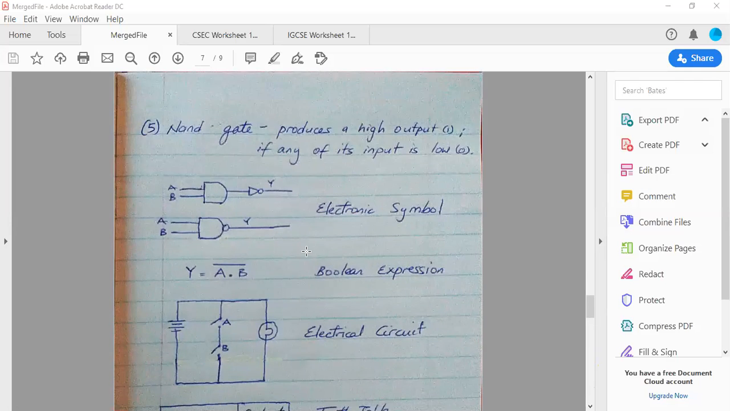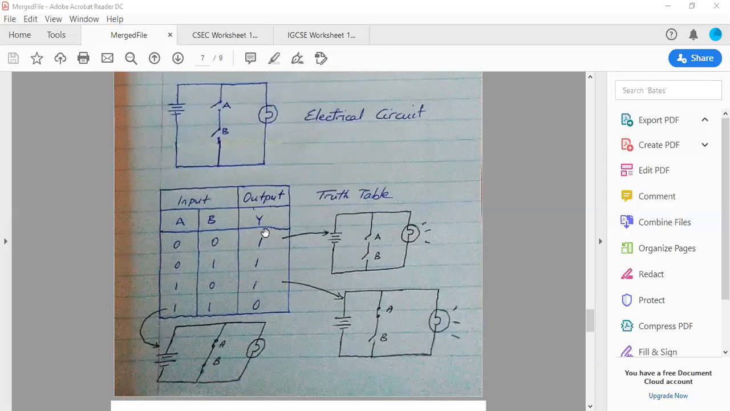Okay, good. All right. So a request to recap this gate, which is the NAND gate. The NAND gate produces a high output, which is 1, when any of its inputs is 0. Simple. So we only have an output of 1 when any of its inputs is 0. So we look to see which input is 0 here. For the first row, A is 0 and B is 0. So both switches are 0, so you're going to have an output of 1.